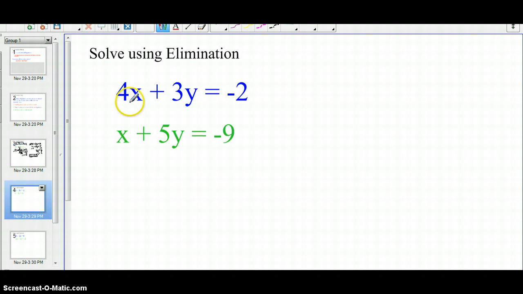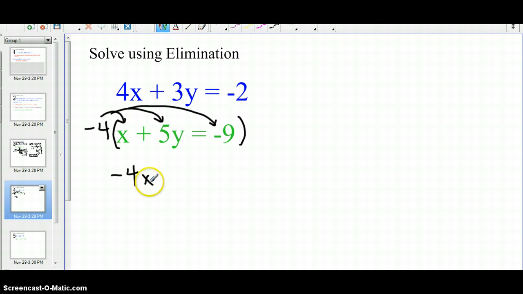If I'm looking at my x's, all I'd have to do is multiply this bottom equation by negative 4, then that would get rid of my x's. So I'm going to distribute negative 4 to all three terms inside the parentheses.